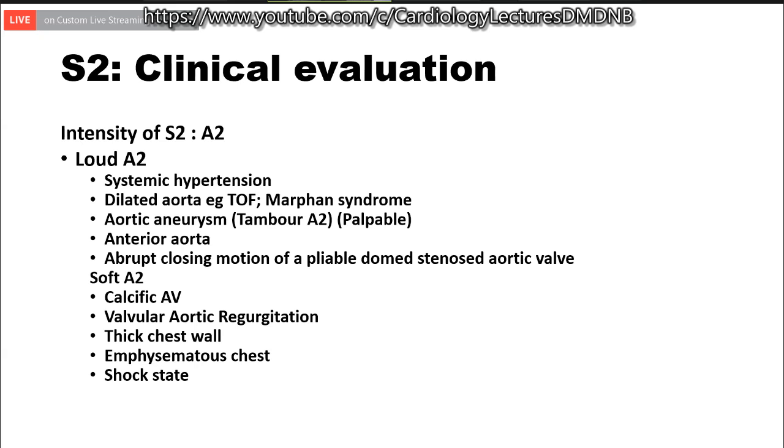What can happen to P2 in shock state? Anyone of you? What are the causes of shock? What is the classification of shock?